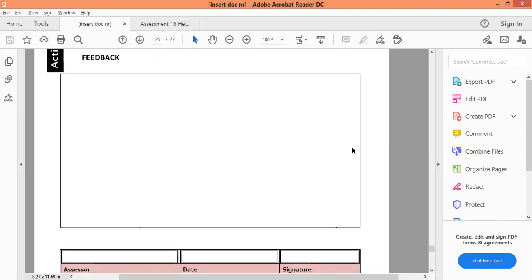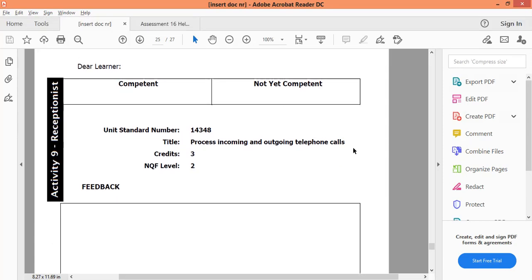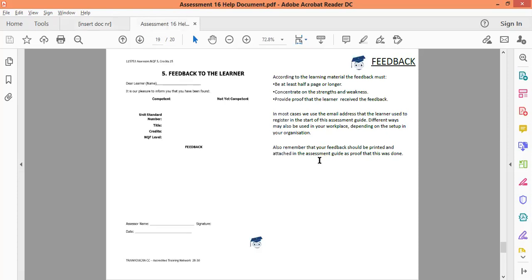So those are the three rules with feedback. The first part is I need proof that the learner received it. The second part is at least a nice paragraph to half a page long. And the third part is concentrate first on the strengths, the positive, and then the weaknesses. Okay, the help document, we also put out there for you.